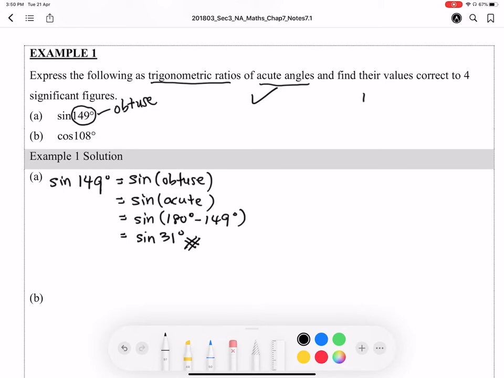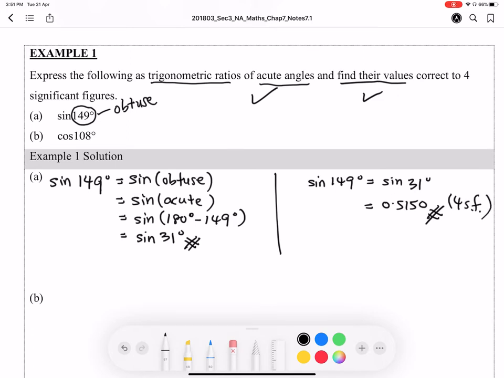And then after that, we have to find the second portion. So the second portion here, find their values. That means sine 149 degrees is equal to sine 31 degrees is equal to 0.5150 for SF, for significant figures.